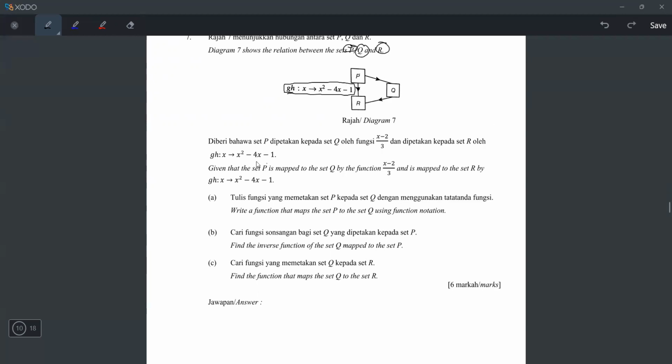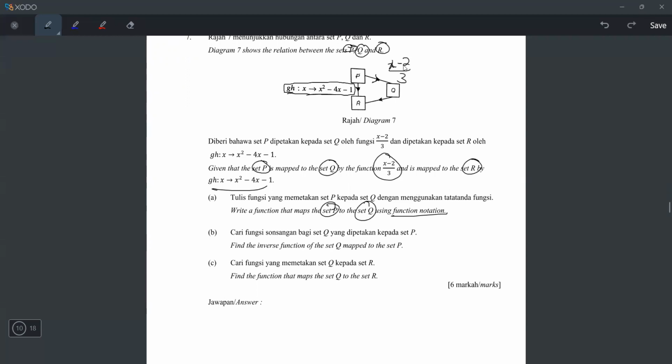Now they say given that the set P is mapped to Q by this. So P to Q is this arrow here, right? It means this arrow, the function, is (x minus 2) over 3. But they never say it's f(x) or k(x) or h(x). They never say, so we don't know that. Let's read the whole thing. Given that P is mapped to Q by this, and P is also mapped to R by this. So P to R is this. And then for A, they say write a function that maps P to Q using function notation. If they want P to Q, we already have the answer.